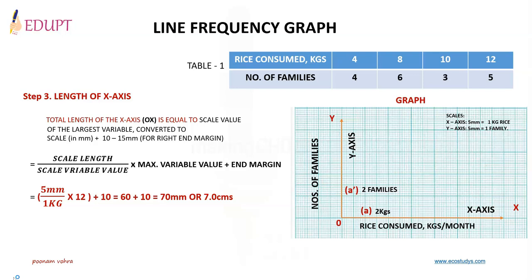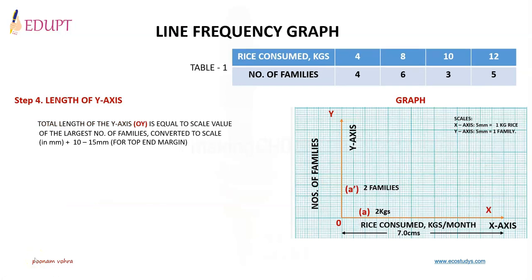Rice consumed maximum value is 12. So into 12 plus 10, which is the end margin that we have kept. So by calculating this, we get 70 mm, or it is 7 centimeters. So your x-axis length should be 7 centimeters.